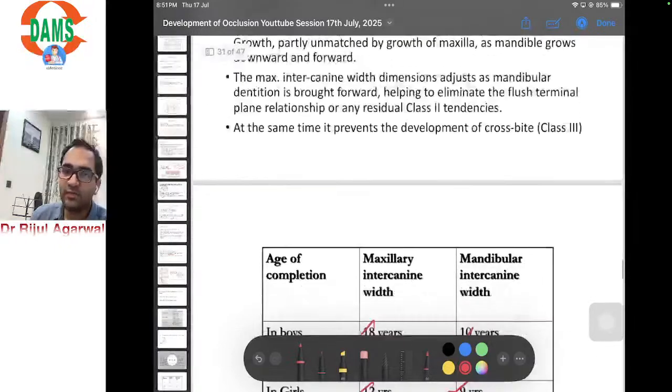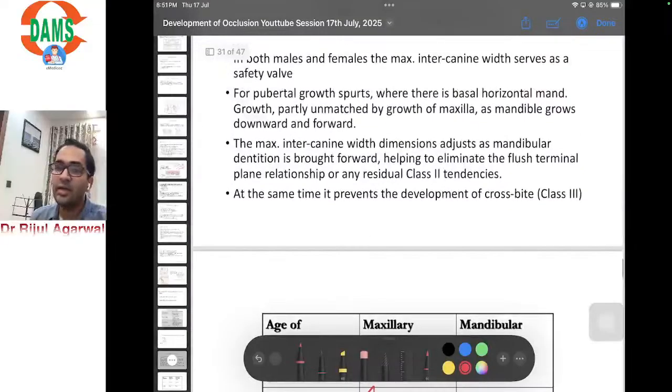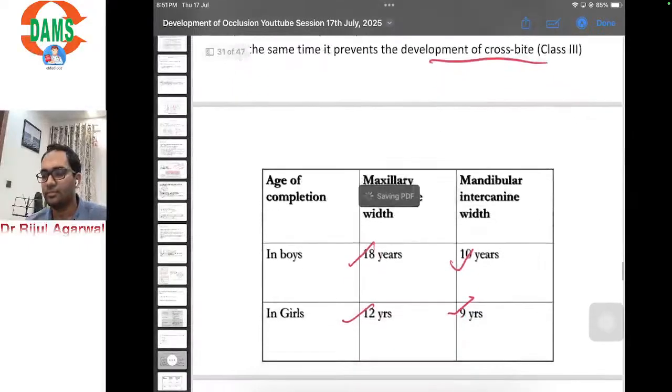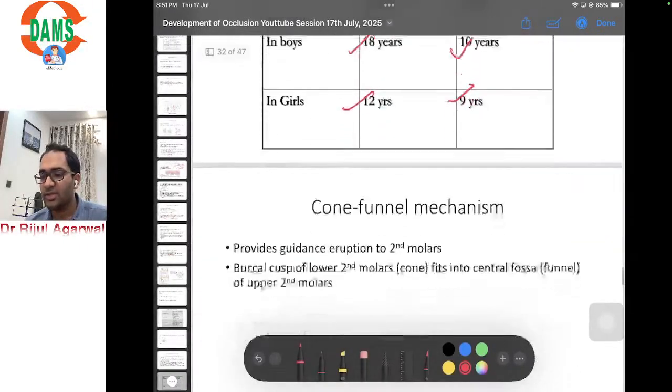I hope I am clear with the safety valve. So what does the safety valve say? The maxillary intercanine width serves as a safety valve to accommodate the growing lower jaw. The maxillary intercanine width adjusts as the mandibular dentition is brought forward. And why is the mandibular dentition brought forward? First of all, to convert any flush terminal or class 2 tendency into class 1. And at the same time, the maxillary intercanine width changes so as to prevent the development of any crossbite. I hope this is clear.